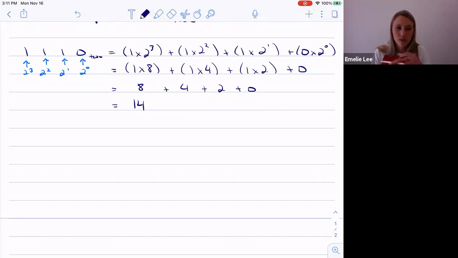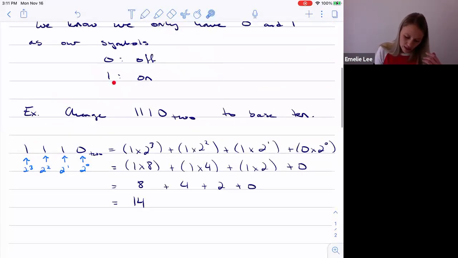So we were able to communicate the number 14 in binary, which if we're thinking about on-off switches, right? If we had a series of just 4 switches in a row, it would be on, on, on, off, and that would communicate the number 14. Right?